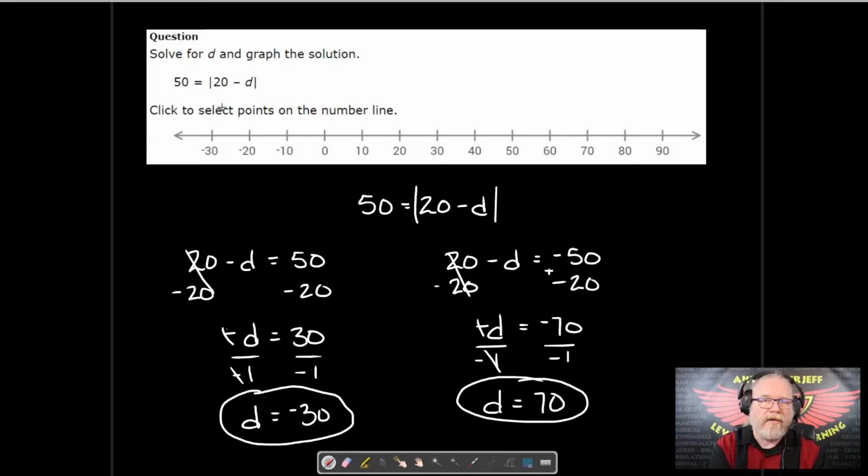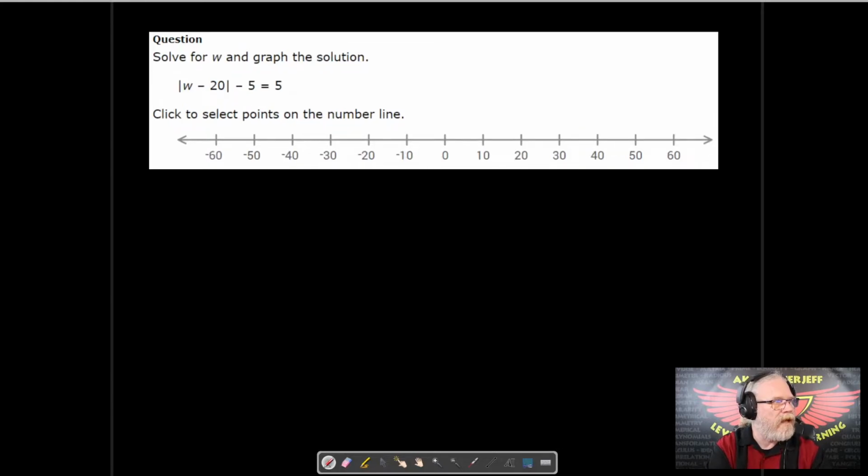Let's make sure both of those solutions are represented on the number line. First, negative 30. There it is right there. And then 70. So I must have done all right on these. Plot those two, click submit, and move along.